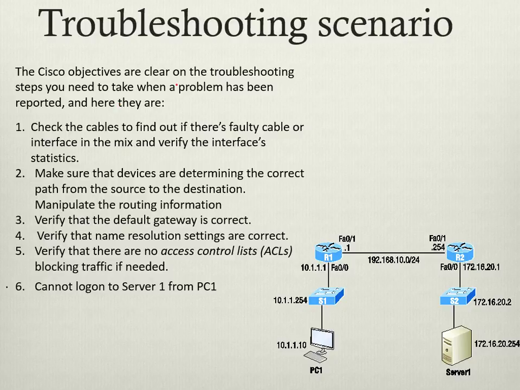So the Cisco objectives are clear on the troubleshooting steps you need to take when a problem has been reported, and this is straight out of the book. Check the cables, and in a lot of instances, particularly the place where I work, cables were probably 90% of our problem.